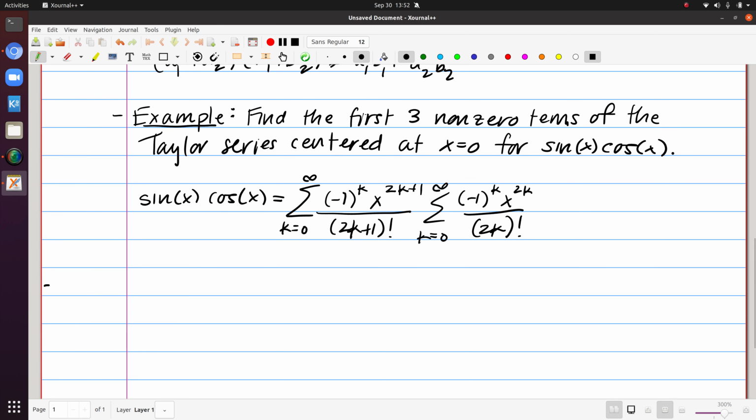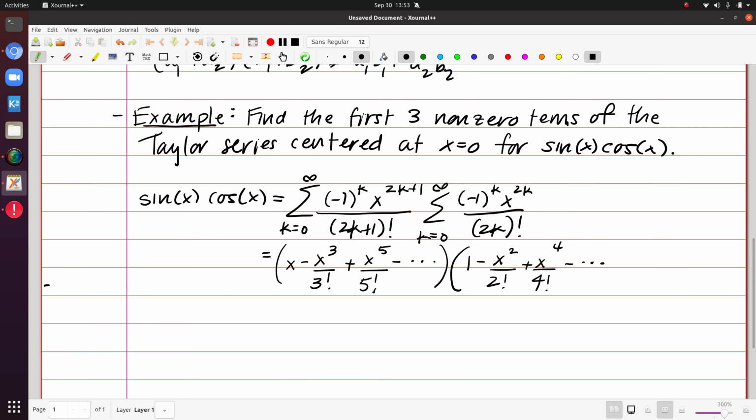So the first several terms of sine of x, if I were to write that out, would be x minus x cubed over 3 factorial plus x to the 5th over 5 factorial, and so on. And we would be multiplying that by the first several terms of cosine, and those are 1 minus x squared over 2 factorial plus x to the 4th over 4 factorial, and so on.